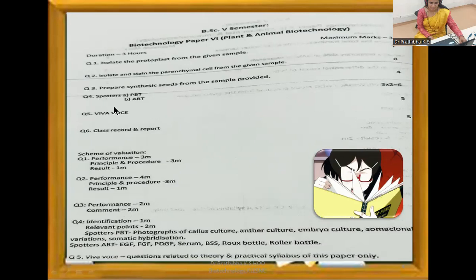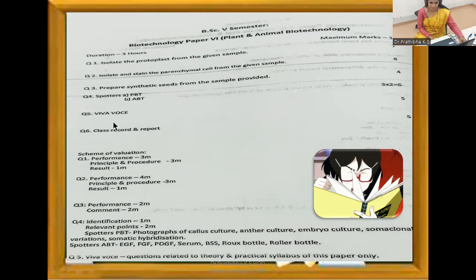Then question number 4, spotters. You may be asked spotters from the plant biotechnology theory concept or animal biotechnology theory concept. So 2 spotters will be kept over there, and each spotter carries 3 marks. So 3 into 2 is here. If we keep 3 spotters, each spotter would carry 2 marks, so total 6 marks. Then what spotters may you get in the examination?